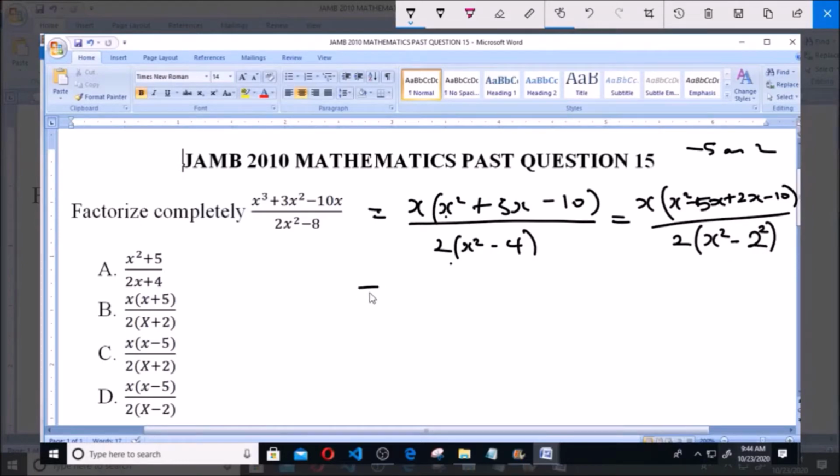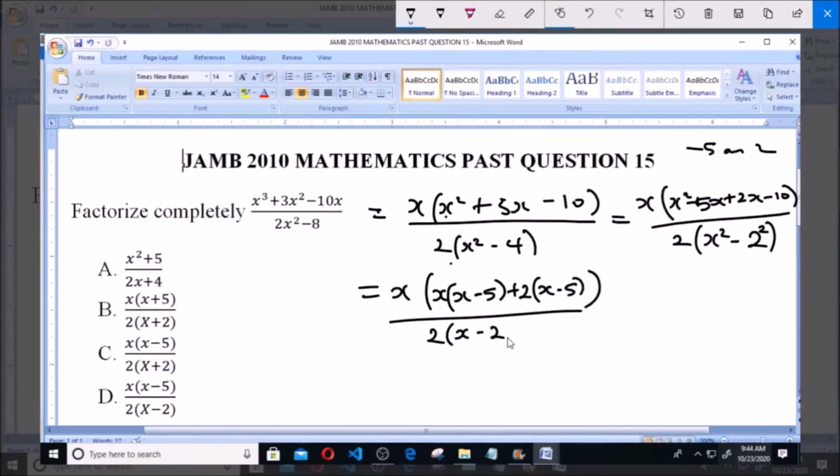Now this is equal to 2 raised to the power of 2, which is 4. So this is equal to x into x. Now factorizing this, use the normal factorization of quadratic equation. We have x into x minus 5 plus 2 into x minus 5, all over 2 into x minus 2 raised to the power of 2.